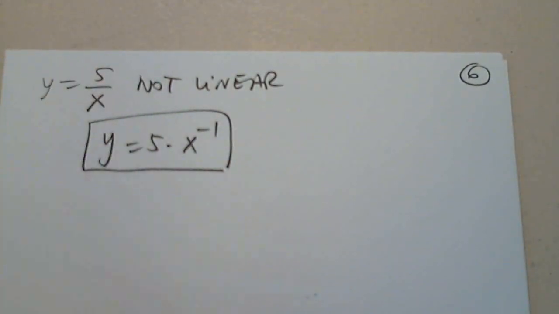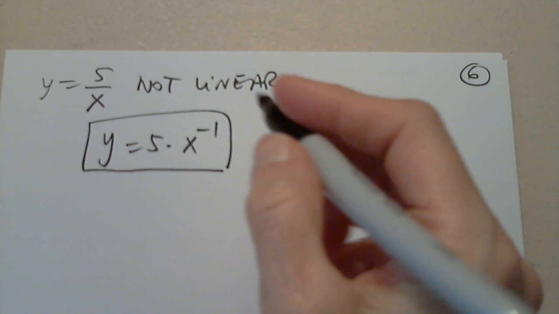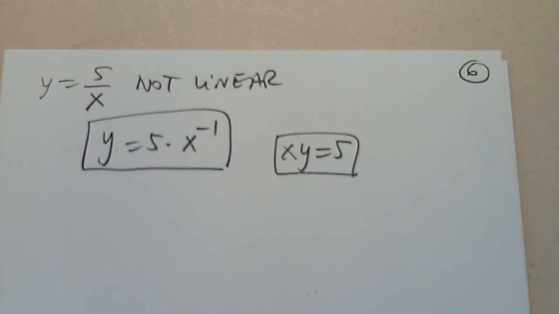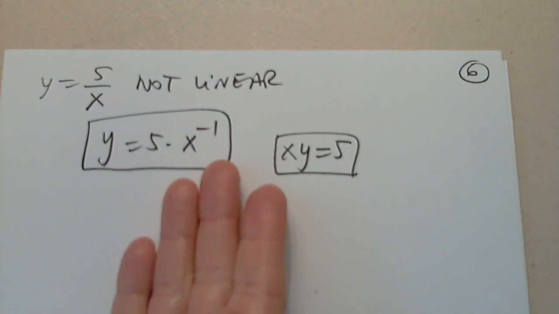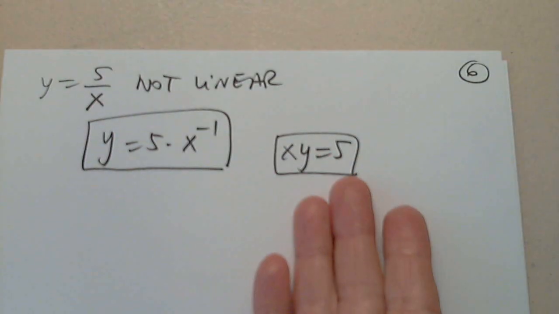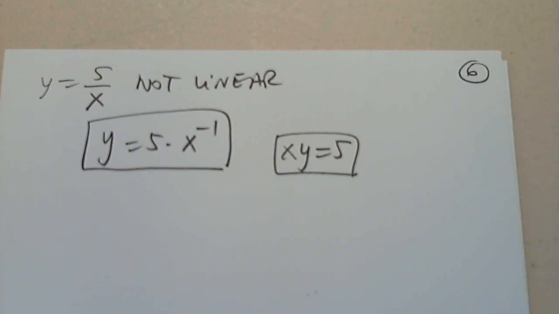Also, you can cross multiply. So another way of writing this equation is xy equals 5. So you either write it like this, which is not possible for x to have power negative 1, or you write it like this, and products are not allowed in linear equations. Good.